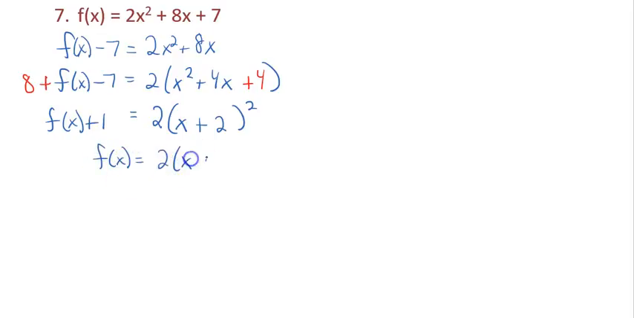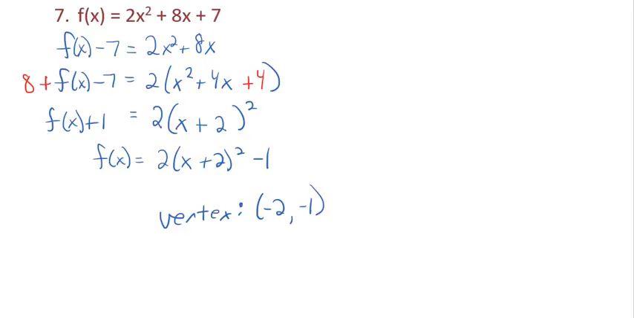So I'm going to have 2 times x plus 2 squared subtract 1, and I can tell we've been moved left 2, down 1, and we have a vertical stretch by multiplying our y's by 2. But I'm just going to tell what the vertex would be in this case, which would be a -2, a -1.